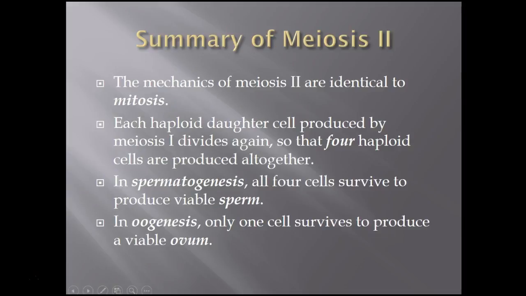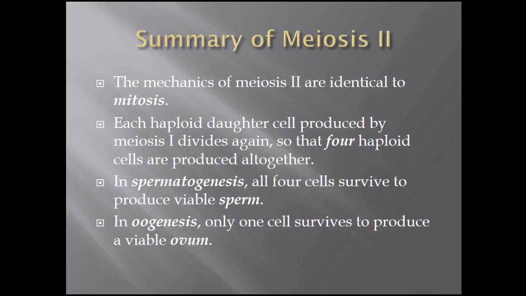So meiosis 2. Meiosis 2 is going to look exactly like mitosis. You have 2 haploid daughter cells that were produced by meiosis 1. They're going to divide again, and at the end of meiosis 2, you're going to have 4 haploid cells altogether. In the process of producing sperm, we call this spermatogenesis, and all 4 of those resulting cells are going to survive to produce viable sperm.